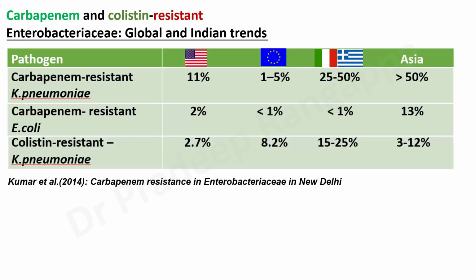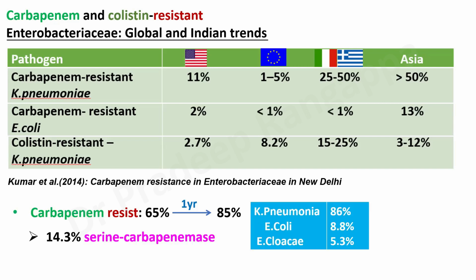And colistin resistance is of relevance to us because obviously when they are CRE bugs, which is carbapenem resistant Enterobacteriaceae, then the choices are very limited. Then you have to use colistin, polymyxin, or any other newer antibiotic. Colistin resistance in Klebsiella pneumoniae is around 3 to 12%, so 93% still retain some susceptibility to colistin. So the carbapenem resistance is increasing from 65 to 85%, and this is again the same statistics where increasing resistance is shown.